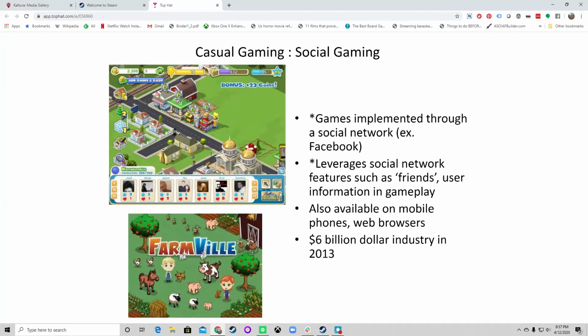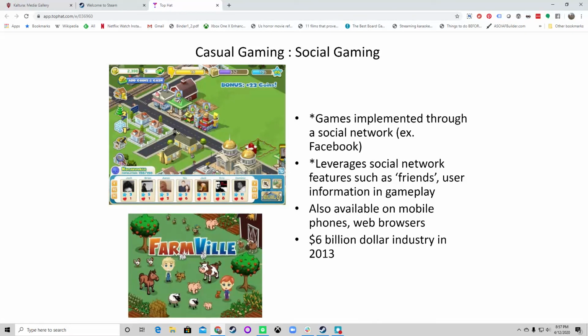Social gaming are games implemented through a social network like Facebook. At one point there were more social networks, but essentially Facebook is the one that really leverages these games. So they try to get your friends to play, and they give you a free resource to progress your game, or you both get bonuses when you play together. And then you get more friends to play, and you get more bonuses. And this model is also available on mobile phones and web browsers.